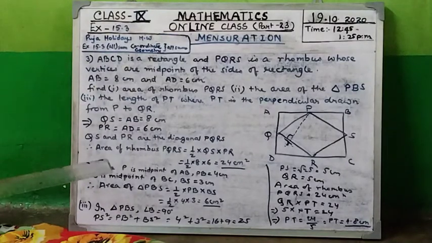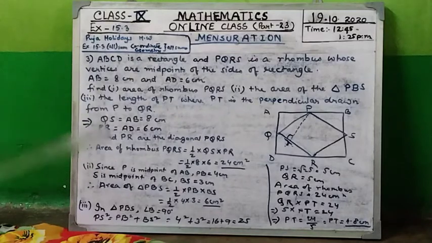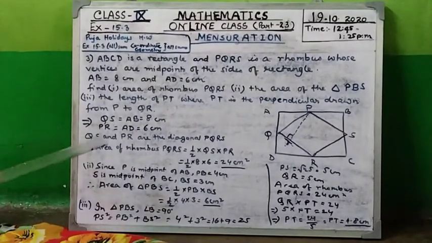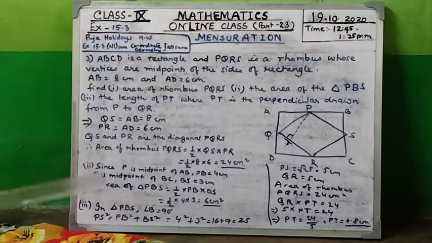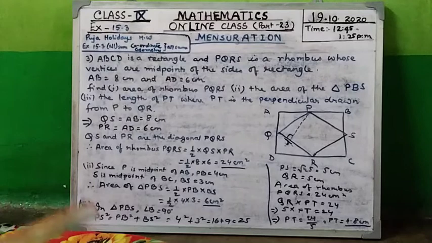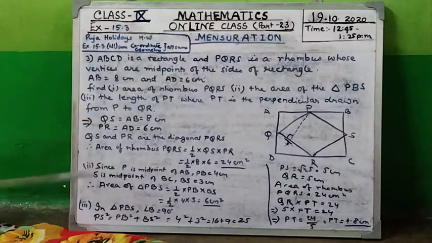Area of the rhombus is half into the product of the diagonals. Area of rhombus PQRS is equal to half into QS into PR. That is half into 8 into 6, that is equal to 24 square centimeter. Since P is the midpoint on AB, obviously if AB is 8 centimeter, then PB will be 4 centimeter.